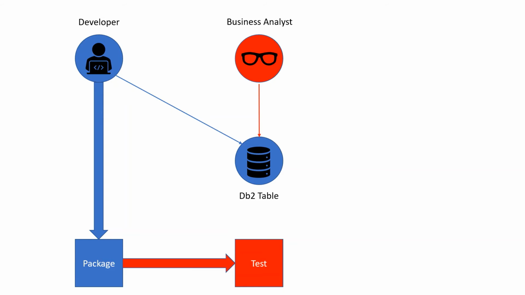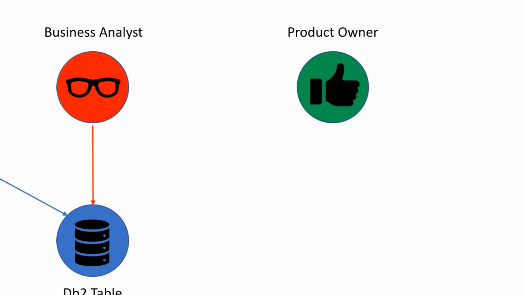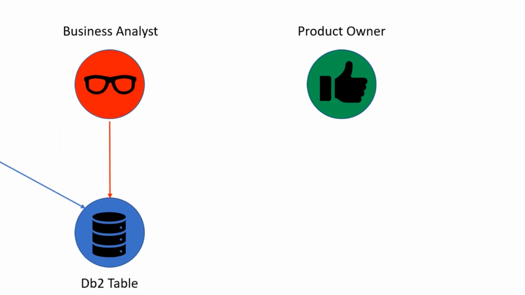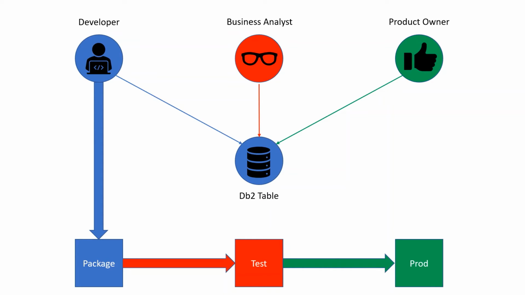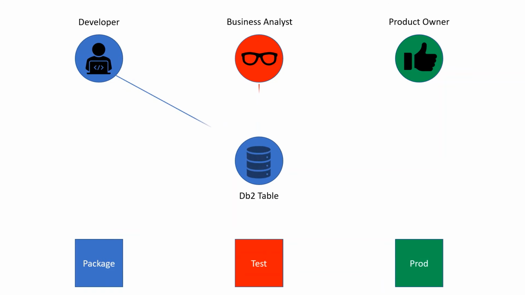When testing is complete, the product owner will decide when it's time for this code to go into production. When they're ready, the product owner will update the DB2 table, and this will trigger a process that will copy the code into production. Now, I'd like to point out that all three of these people are working continuously.